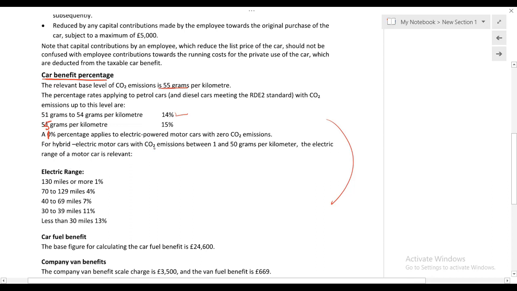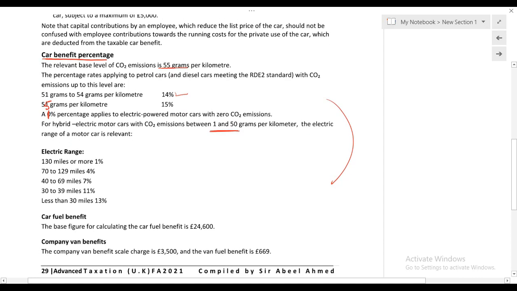For hybrid electric motor cars, with CO2 emission between 1 and 50 grams per kilometer, the electric range of the motor car is relevant. If the electric range is 130 miles or more, then 1% is applicable. If the range is from 70 till 129 miles, it is 4%. If it goes 40 till 69, 7%, 30 till 39, 11%, less than 30, it goes to 13%. So it's very logical. As the electric range reduces, the appropriate percentage increases, because as soon as the car finishes the electric range, then CO2 emission starts. So leave this, it will be given to you in the exam.